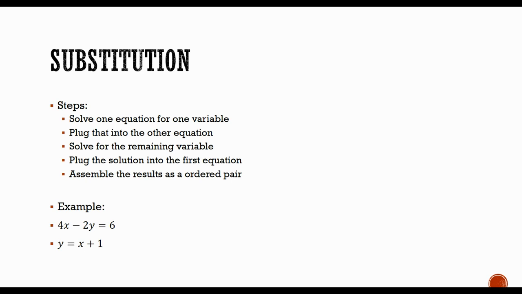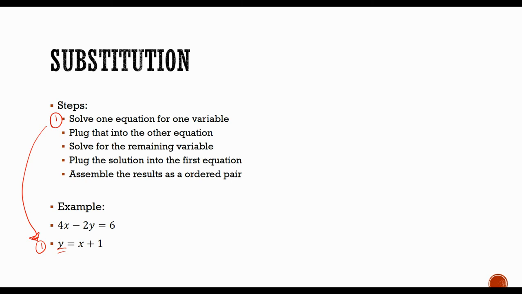What we mean for that first step of solving one equation for one variable is we're looking for an equation like this. Notice the second equation already has y by itself. That's perfect. That's what we ideally want to have.